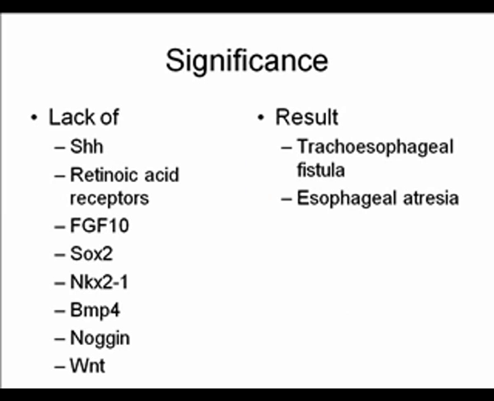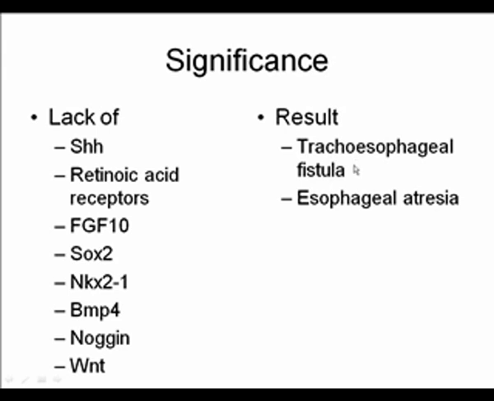We know that some of these players are important, things like sonic hedgehog, retinoic acid receptors, FGF10, SOX, NKX2, the bone morphogenetic proteins, noggin, and Wnt. We know these are important because in different knockout situations where these have been disrupted, the result has been either the formation of tracheoesophageal fistulas or esophageal atresia.